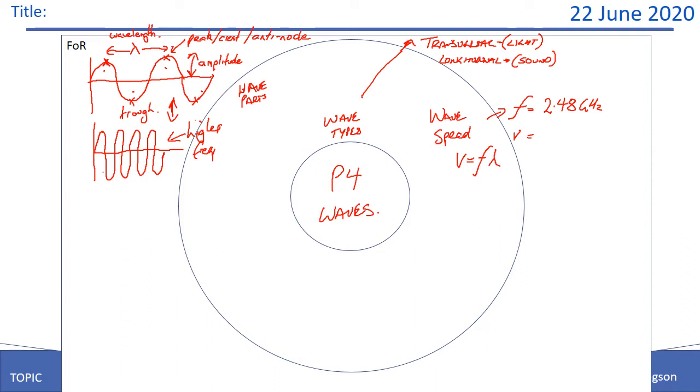You don't have to know it for GCSE, but it's just handy to know what it looks like. Anyone? Right, I'll throw it out there for you: 3 times 10 to the power of 8. And what are all velocities in physics? We did this with P1 last week. Anyone remember? What unit would we have for the speed?